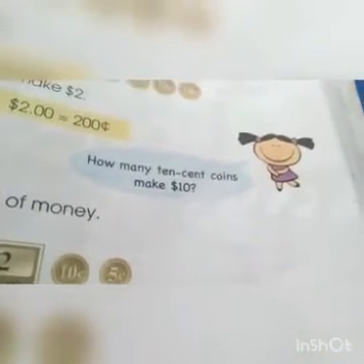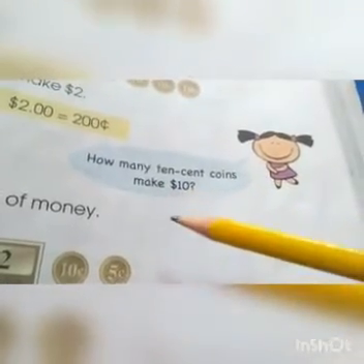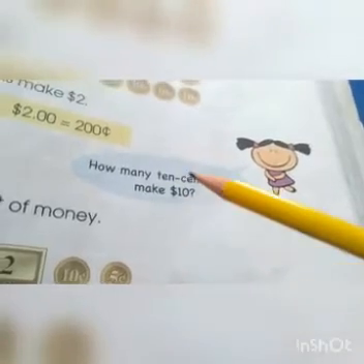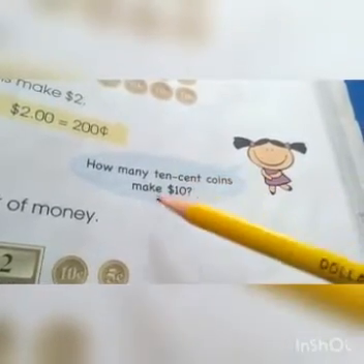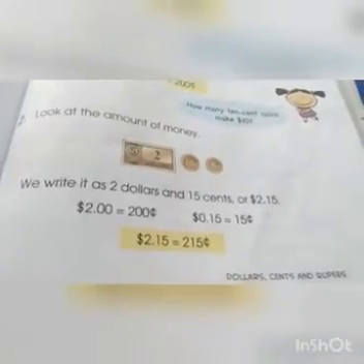Here we have a question: how many 10-cent coins make $10? The answer is 100 10-cent coins make $10. Come to the next question.